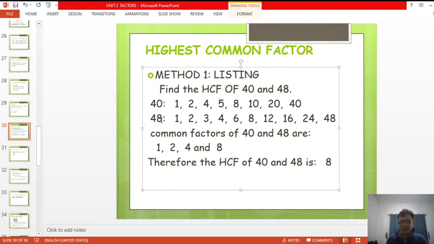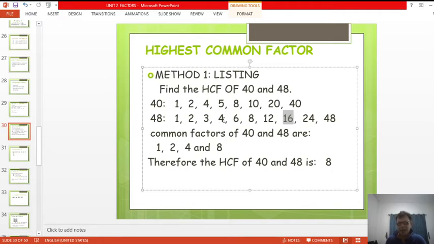After that, you go to the next number. The next number is 48. So again, use the arc. 1 times 48. 2 times 24. 3 times 16. Yeah, 3 times 16 is 48.